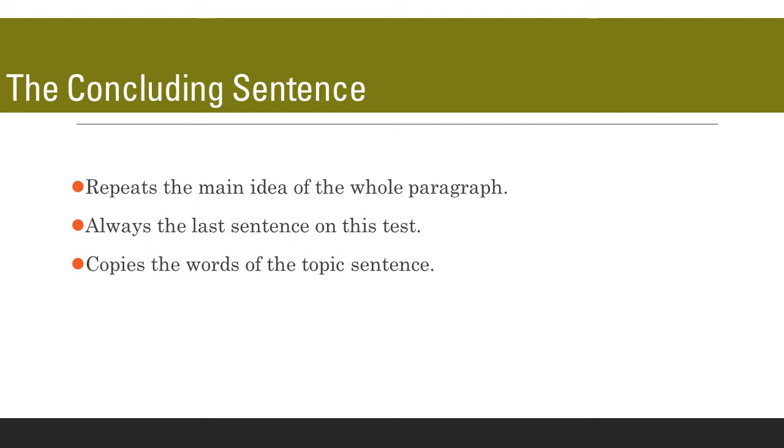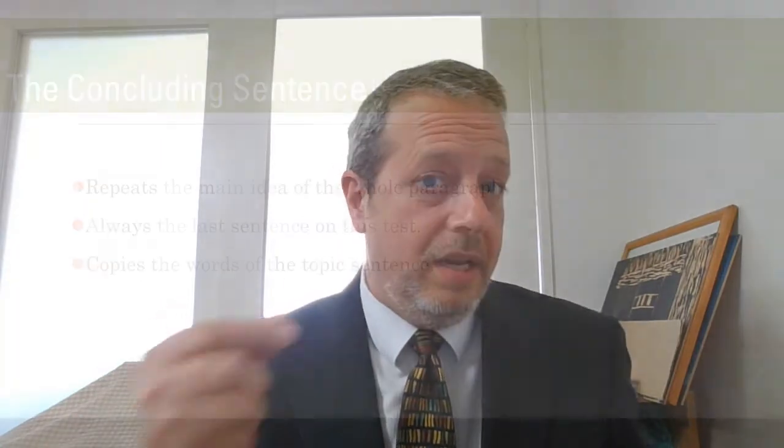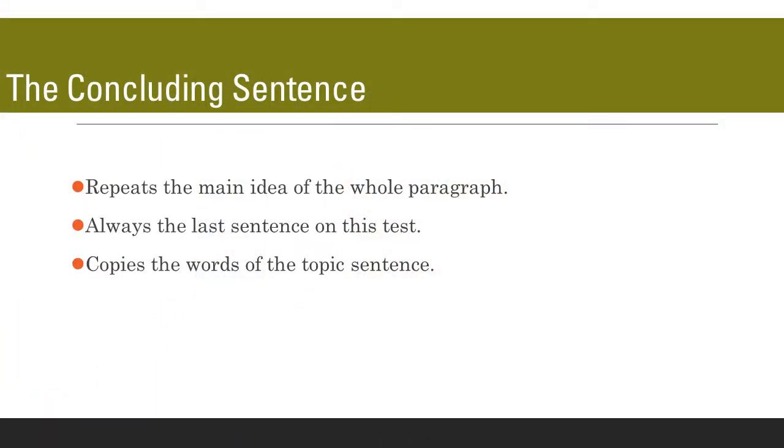A concluding sentence. I got 3 points about them. These are all very similar to what you might have seen last week with the topic sentence. But a concluding sentence, first point, it repeats the main idea of the whole paragraph. Now, last week we said a topic sentence states the main idea. Here, you're just repeating the main idea. Nothing new, nothing extra, just repeating the main idea that you said before in the first sentence.